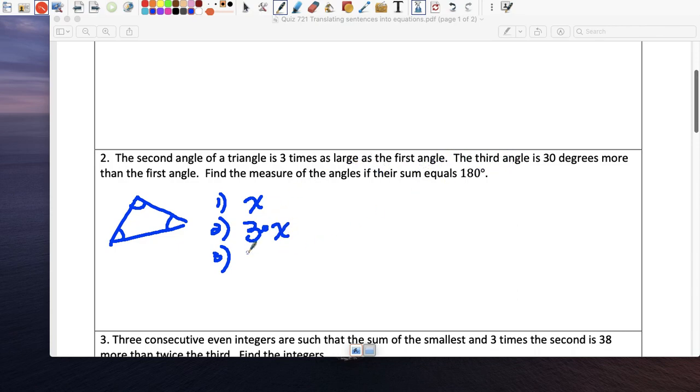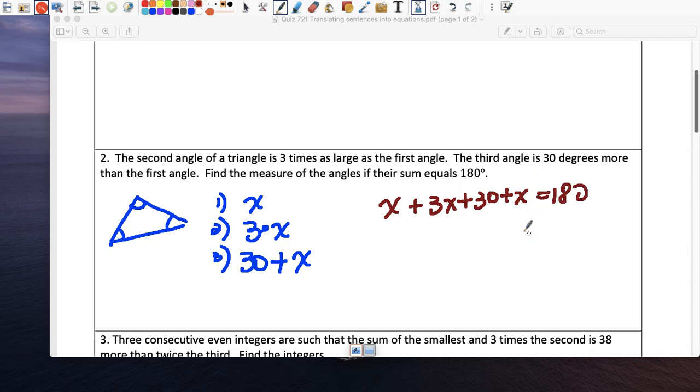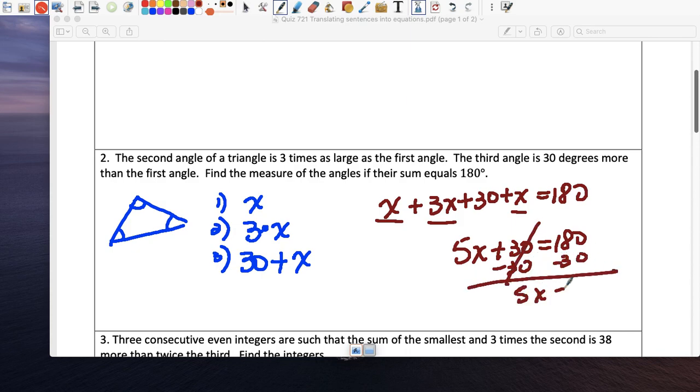The third angle is 30 degrees more than the first angle. So whatever the first angle is, 30 degrees more: 30 plus x. Then find the measure of the angles. The angles of a triangle always add up to 180. So x plus 3x plus 30 plus x equals 180. Combine like terms. That gives me 5x plus 30 equals 180. We subtract 30 from each side, that goes away, and I get 5x equals 150.